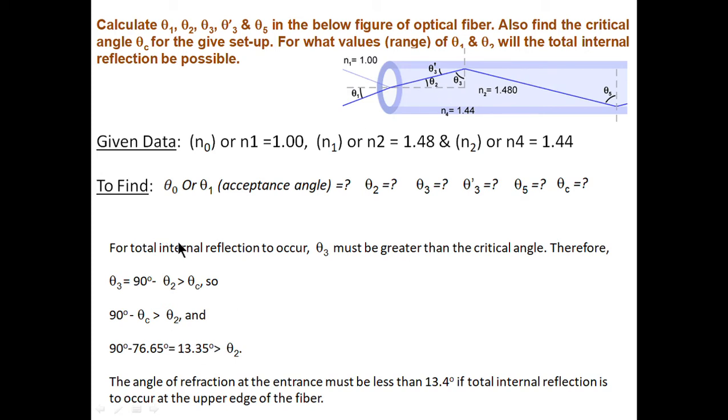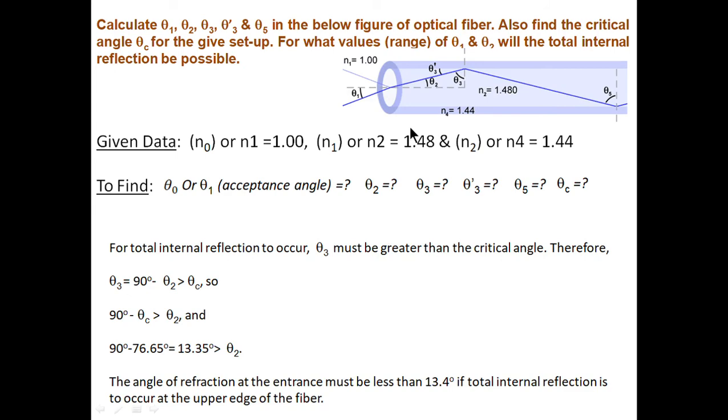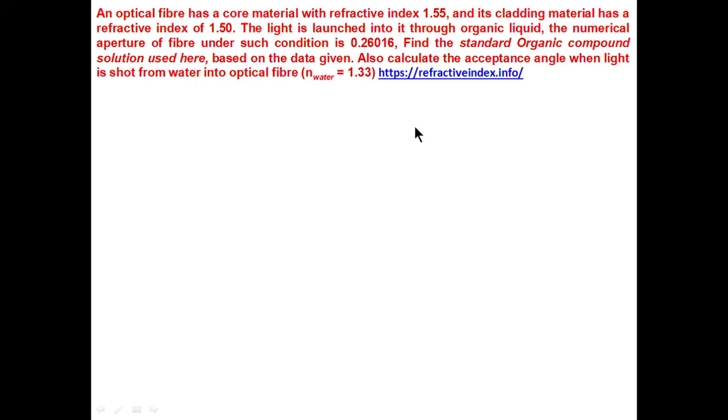Okay, the angle of refraction at entrance must be less than 13.4 if total internal reflection is to occur at the upper edge of the fiber. So now you have the limit. The theta 1 should be less than 20 degrees for this to happen, and theta 2 should be less than 13.35 degrees. Okay, all right. Now let's move on to the next problem.